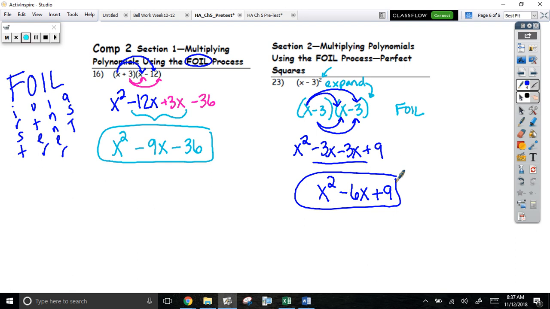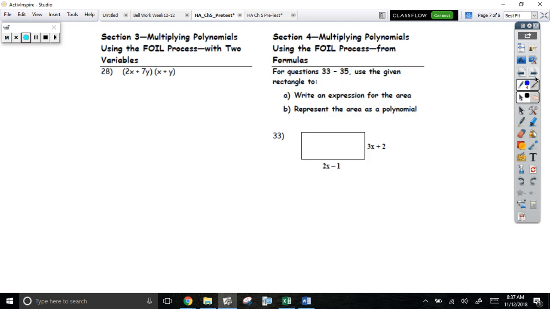Okay, and we have 2 more sets to look at. We have FOILing with multiple variables, and we also have our area. So in number 28, we're still going to FOIL. The only difference is that we have multiple variables to investigate.